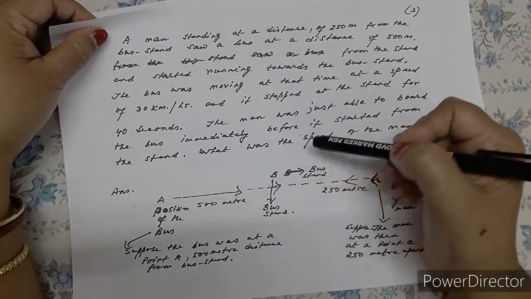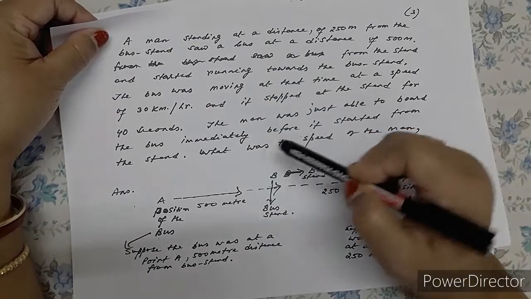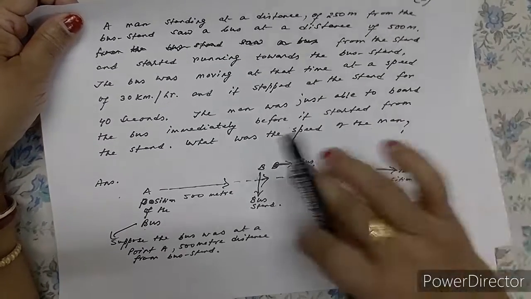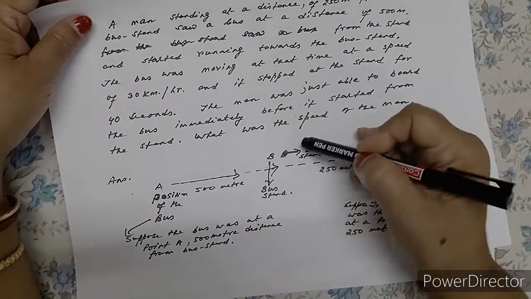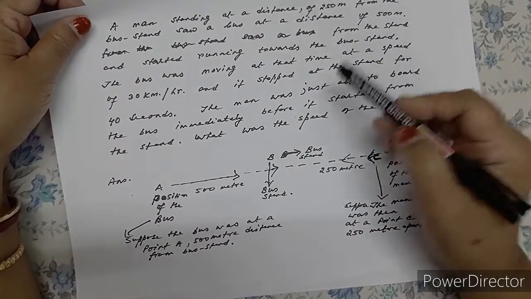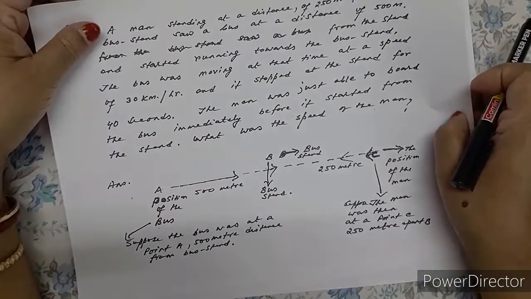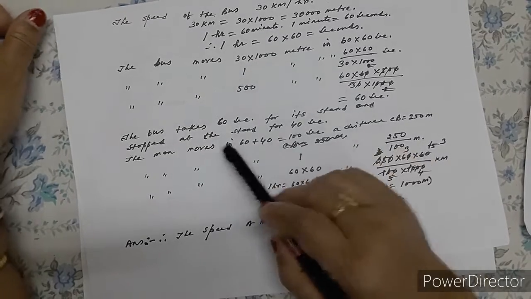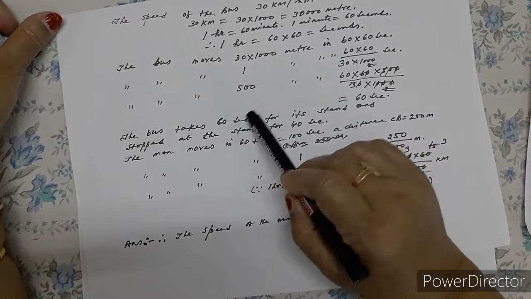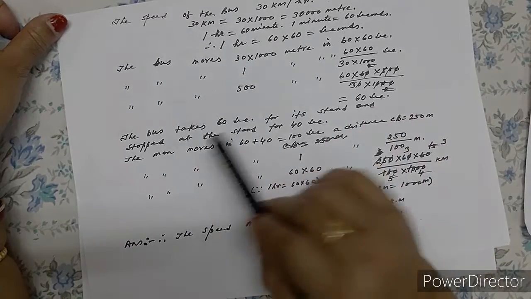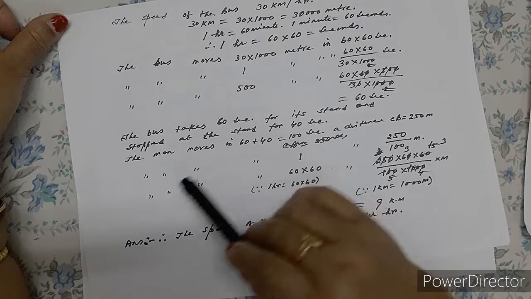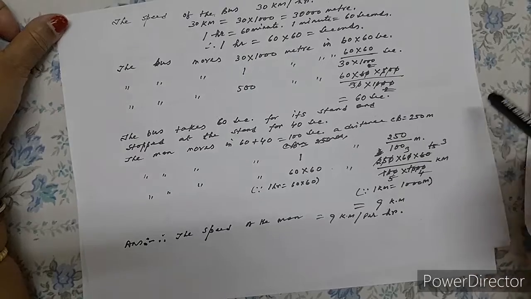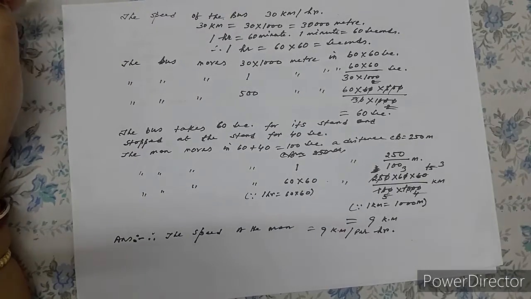That means the man was not able to reach the bus stand before the bus. As soon as the bus reached the bus stand, the man just reaching there boarded the bus. So obviously 40 seconds the bus stopped at the bus stand, and 60 seconds it took to cover 500 meters to reach the bus stand. So actually 60 plus 40, 100 seconds, the man moves the distance CB, 250 meters.